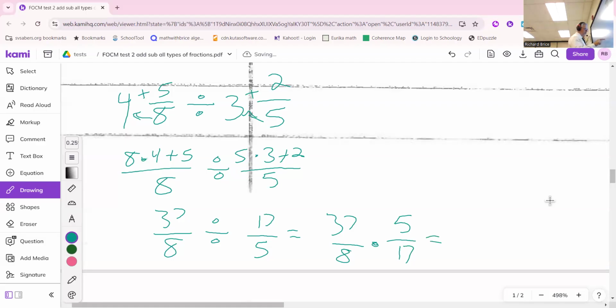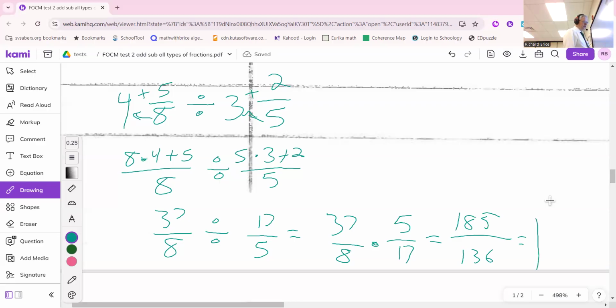185 over... Is it 126 or 136? 80 and 56 is 136. Siri, what's 37 times 5? That would be 180. I got it. Just making sure.